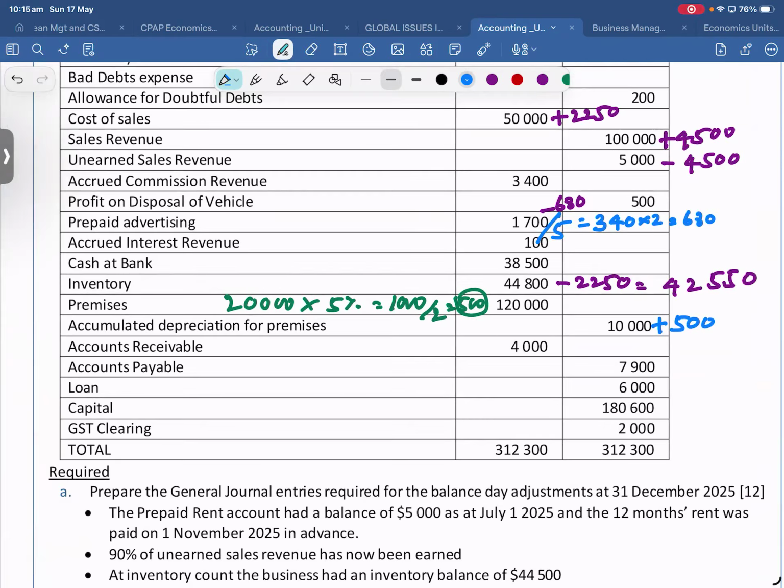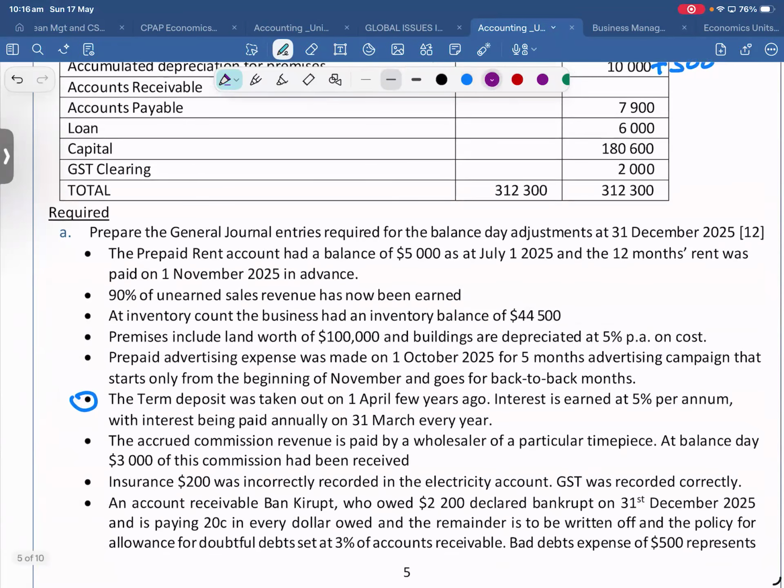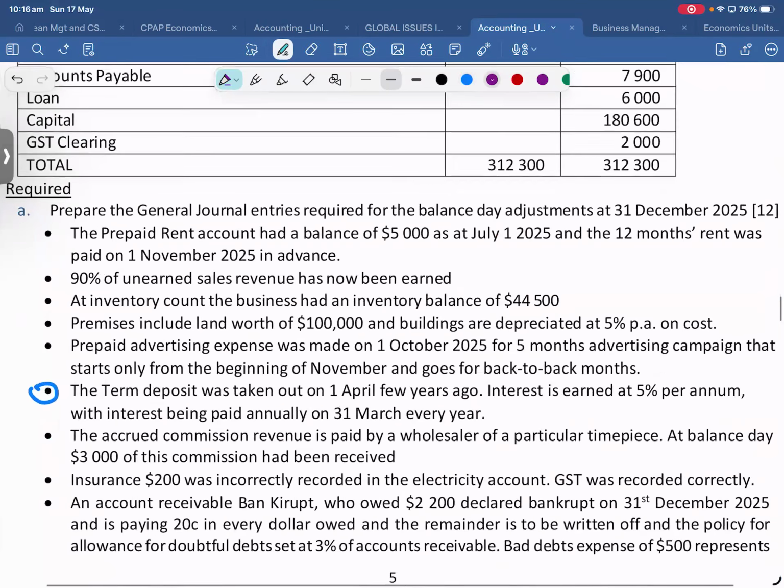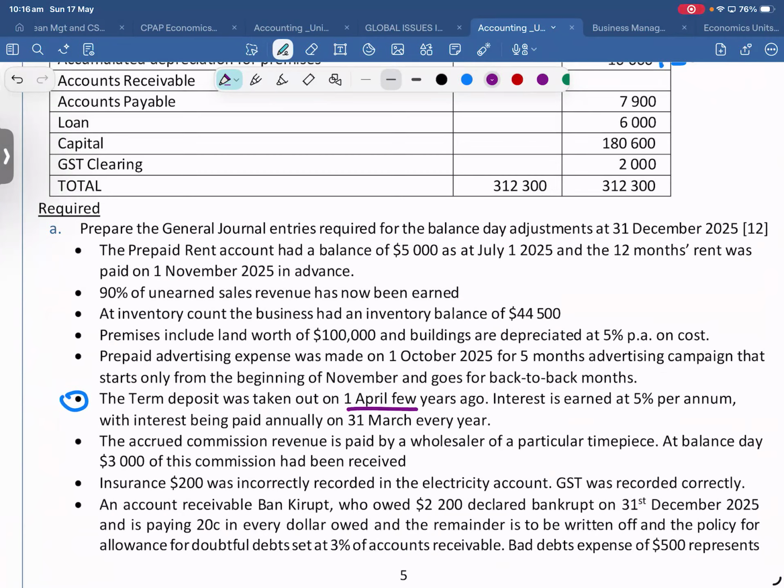Firstly, accrued interest revenue, debit. Why do you debit accrued interest revenue? It's an asset. Asset increases. Why? Because, guys, have a look at this. 200 is correct, Lakshman. So, term deposit was taken on the 1st of April, right? The interest is 5% per annum, interest being paid annually on 31st March every year. So now, have a look, guys. That means we have an accrued interest revenue. See, we have accrued interest revenue here. Yep, 100.